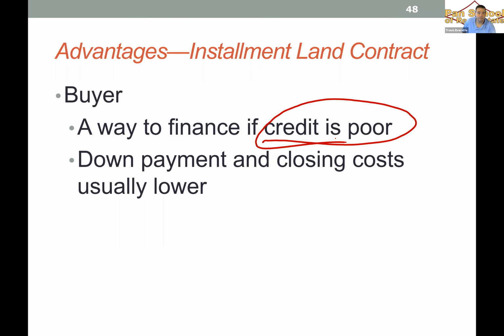This is like last chance saloon here. If the buyer couldn't get regular financing, they would do a regular purchase. They would not do an installment land contract. Is everybody with me on that? Because it's terrifying to think that the seller still continues to own this property the entire time you're making payments.